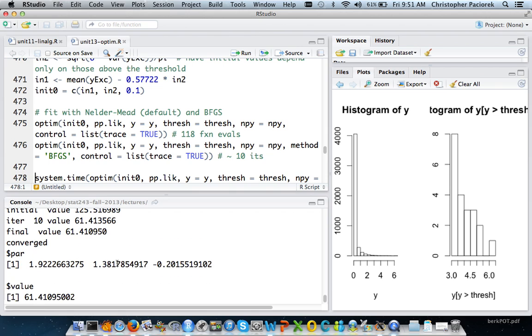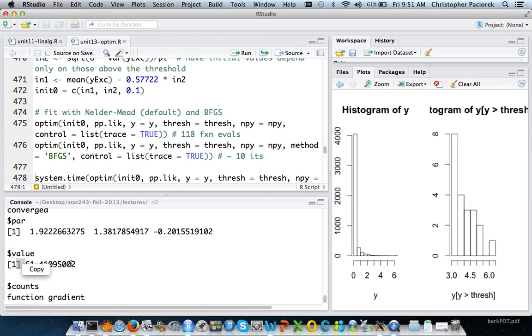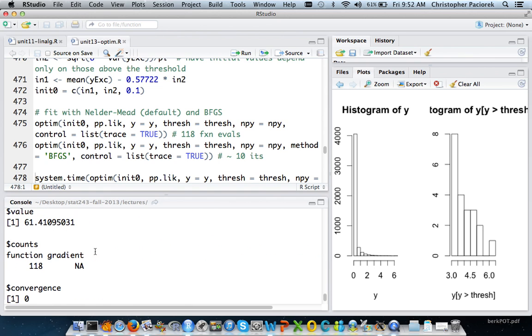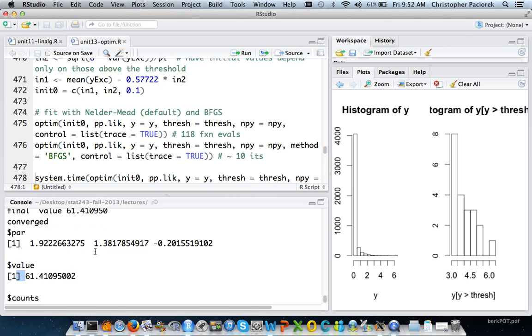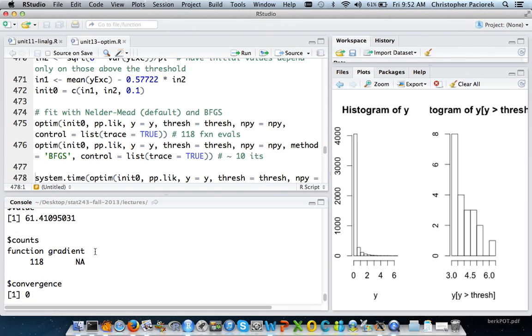And if I look at what the optimum is, and I look at the parameter values, I'll see that they're essentially the same as what I got from using Nelder Mead. So that's pretty reassuring that I'm getting the same thing. So 61.41095, 61.41095. So it looks like it's the same up to maybe 6 or so decimal places in this case.